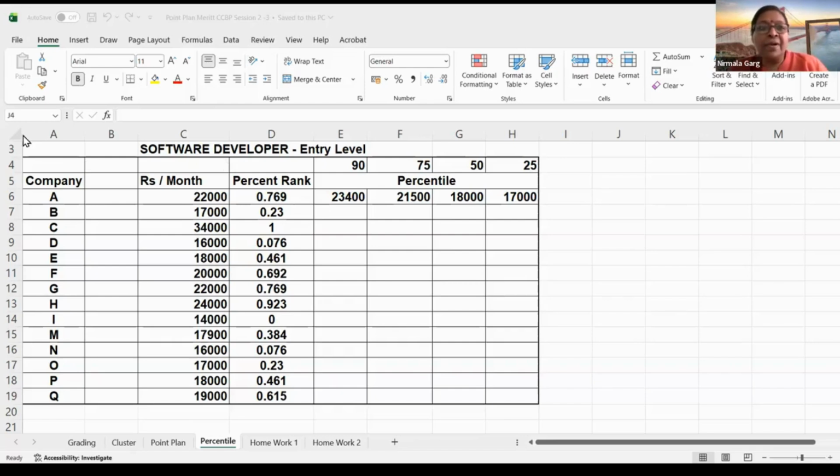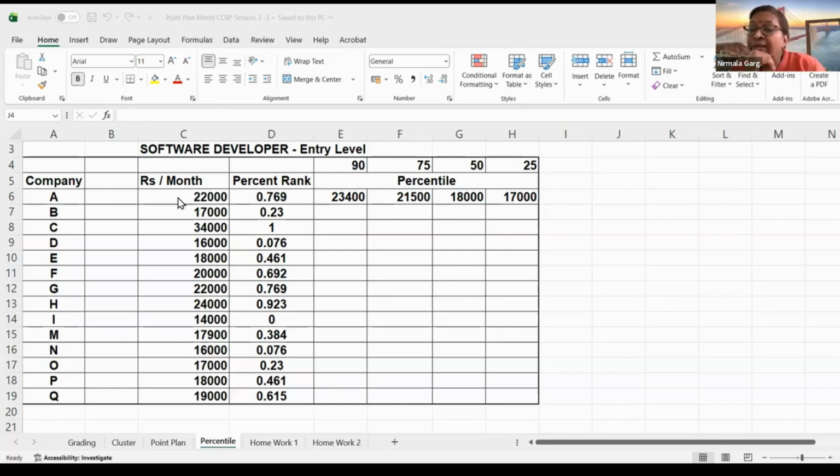So, for example, I'm a software company who wants to hire software developers at an entry level at the 90th percentile of the market. But I don't know how much the market is paying at the 90th percentile. That means I want to be paying such that only 10 companies are paying above and 90 companies are paying below. Now what will I do?